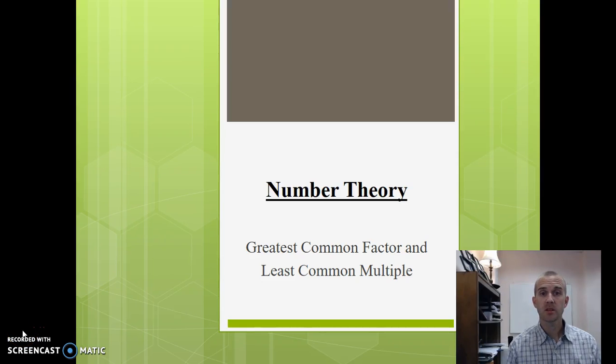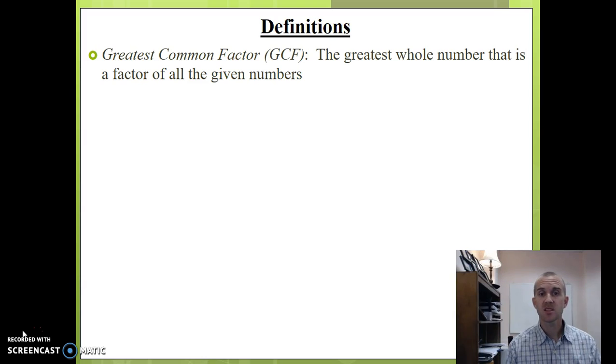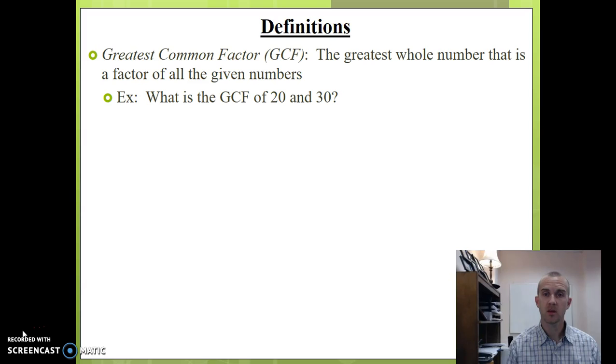In this video, we're going to explore the greatest common factor and least common multiple. Now, the greatest common factor, or GCF, is the greatest whole number that is a factor of all the given numbers. For example, what is the GCF of 20 and 30?